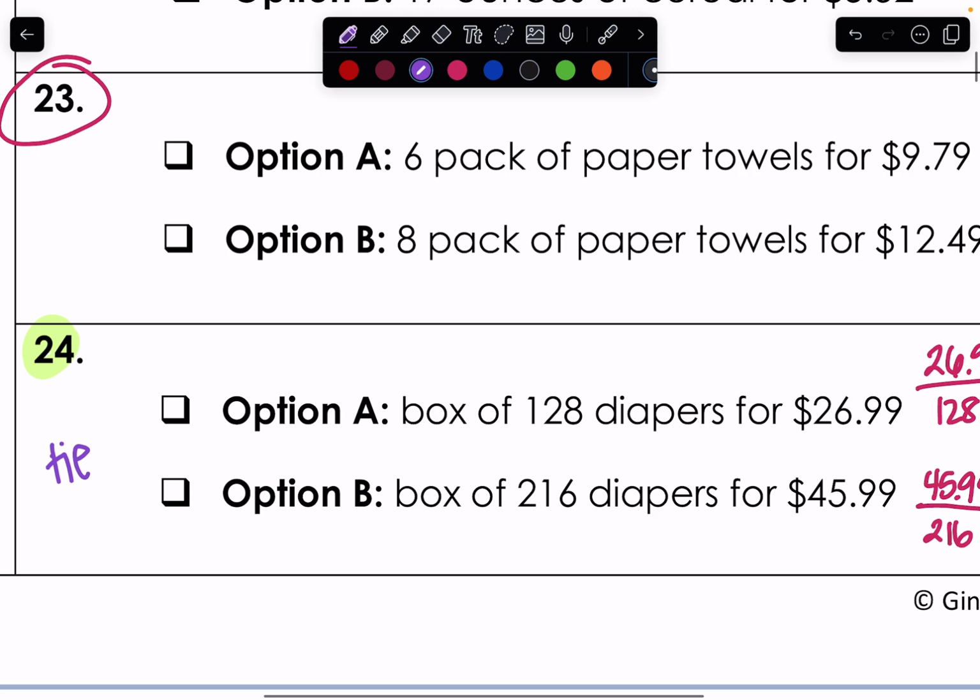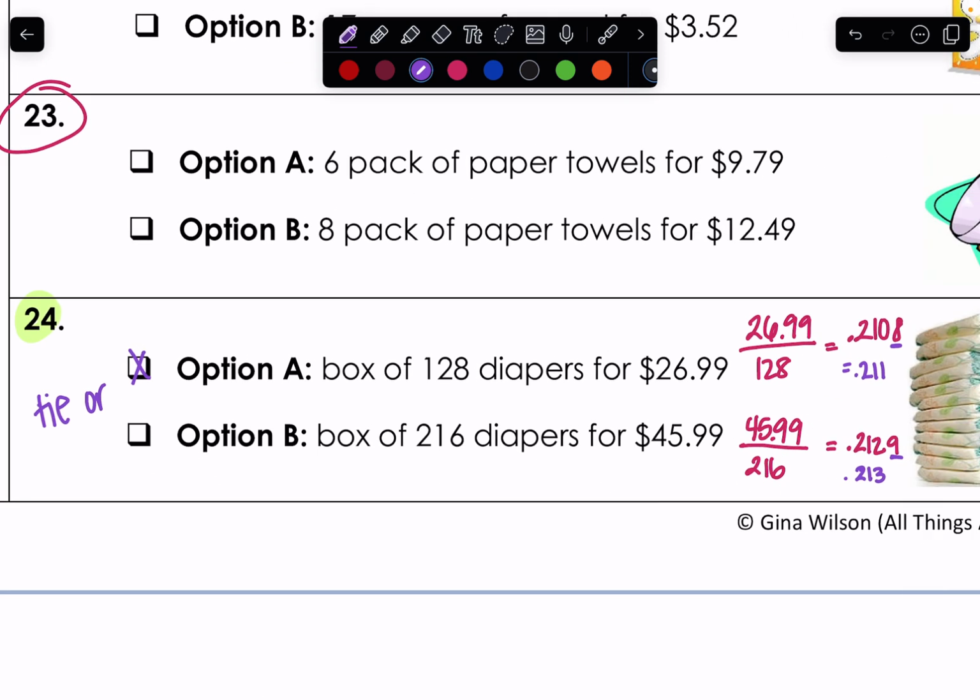So you can either say that it's a tie, or sometimes if you want to take it to the 3rd decimal place and be extra picky, you can. We can actually say option 1 is less than a cent cheaper, but in the end, that's probably not going to matter too much, right? These are basically the same price.